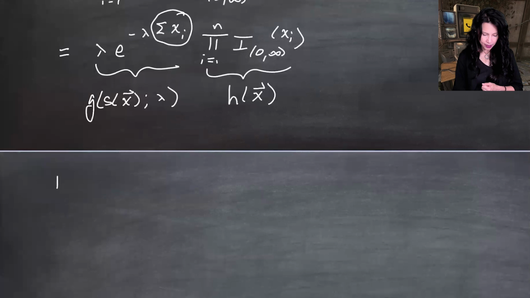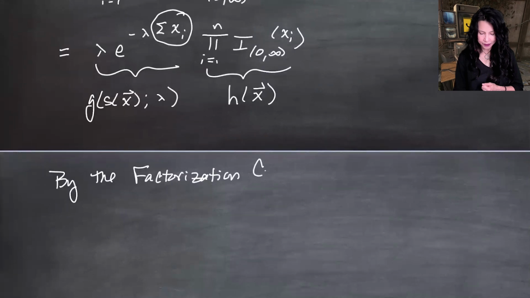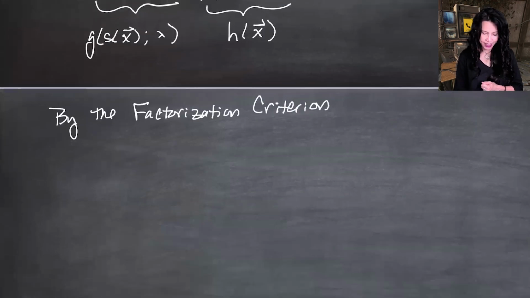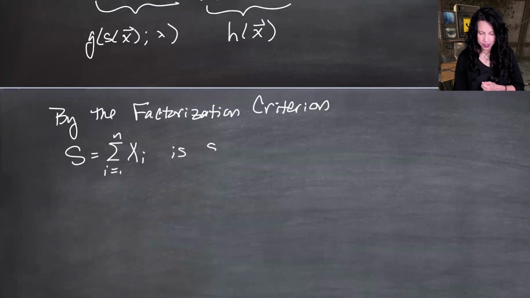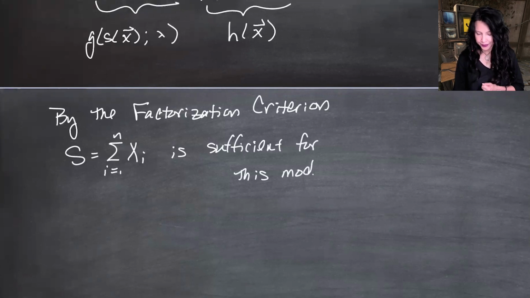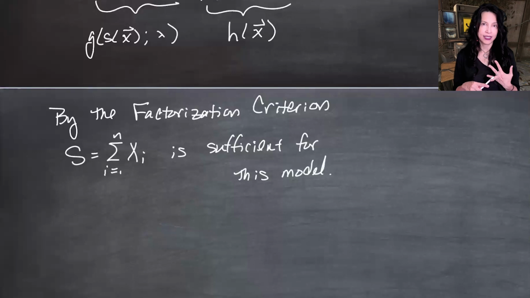So by the factorization criterion, or by Neyman's factorization criterion, the statistic capital S, which is the sum of the capital X's, is sufficient for this model. Again, the beauty of this is twofold. Number one, you don't have to go through the hard work of looking at the conditional joint PDF. And number two, you don't even have to guess at a sufficient statistic for which you would condition on. It pops it right out for you.